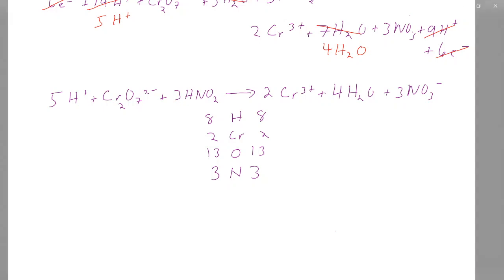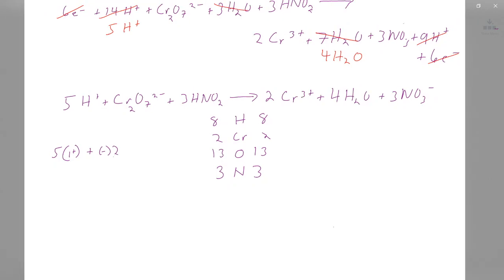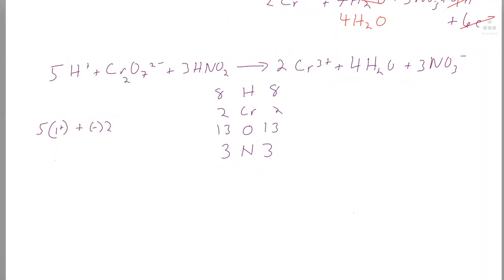Okay, so our charge balance here, we have 5 times plus 1, so 5 times 1 plus minus 2. I believe that's everything for this side. So this would ultimately be 5 plus minus 2, 5 minus 2, basically plus 3. And on the other hand side, we have 2 times 3 plus minus 3.